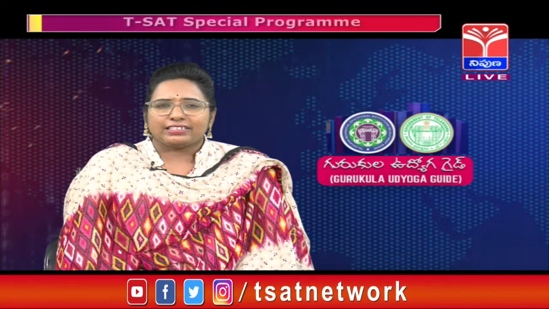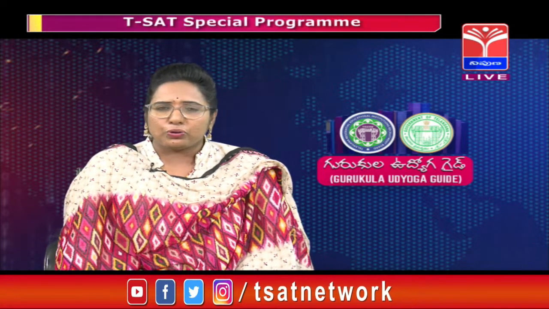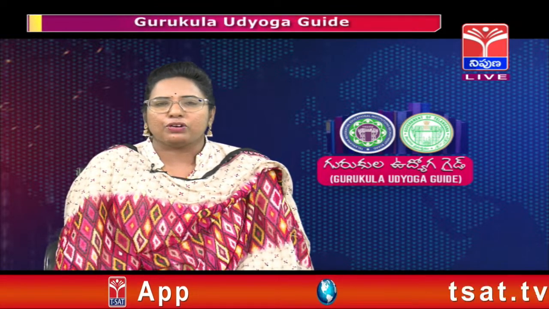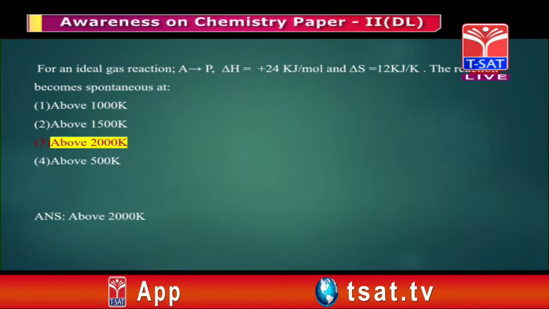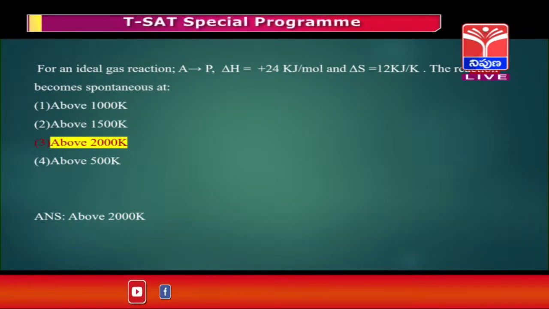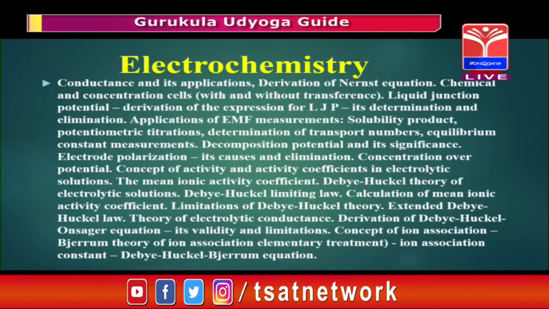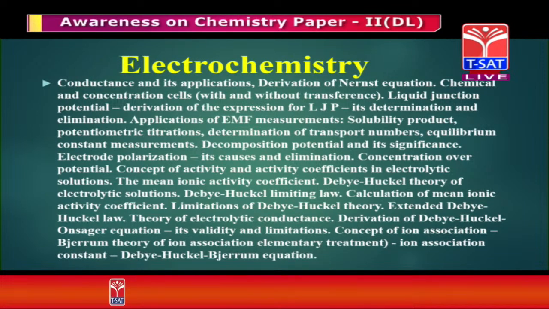If our delta H and delta S both are positive here, when temperature is high, the temperature is favorable for the spontaneity of that reaction. So in that option, a high temperature above 2000 Kelvin is essential for the reaction to be spontaneous. Next, let us move to another important topic, electrochemistry.